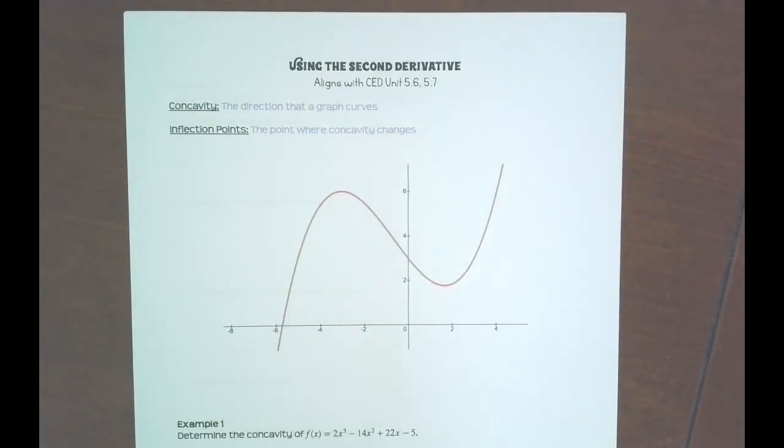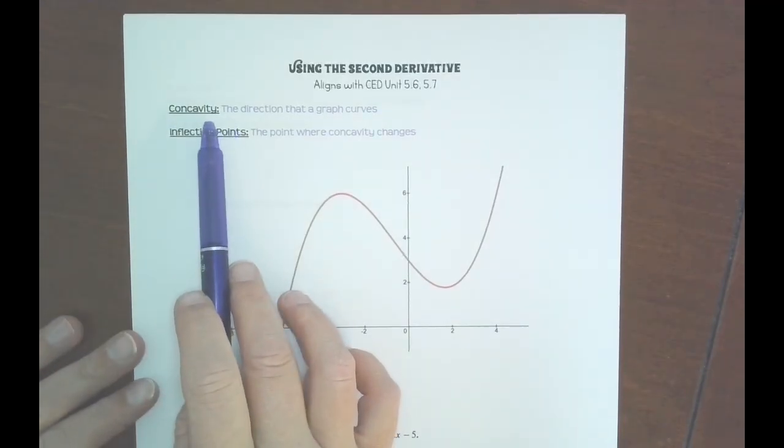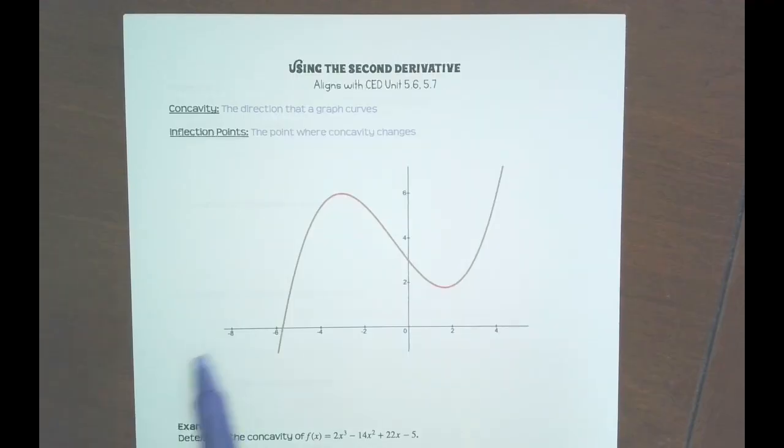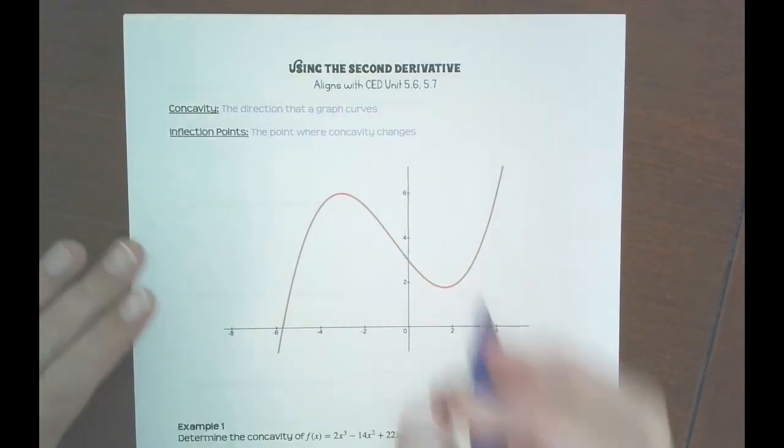Everyone. So yesterday's lesson focused on ways that we use the first derivative to analyze functions. Today we're going to analyze functions using the second derivative. What the second derivative tells us about a function is something called concavity, and that has to do with which direction the graph is curving. You're already familiar with this concept, even if that word doesn't sound familiar.